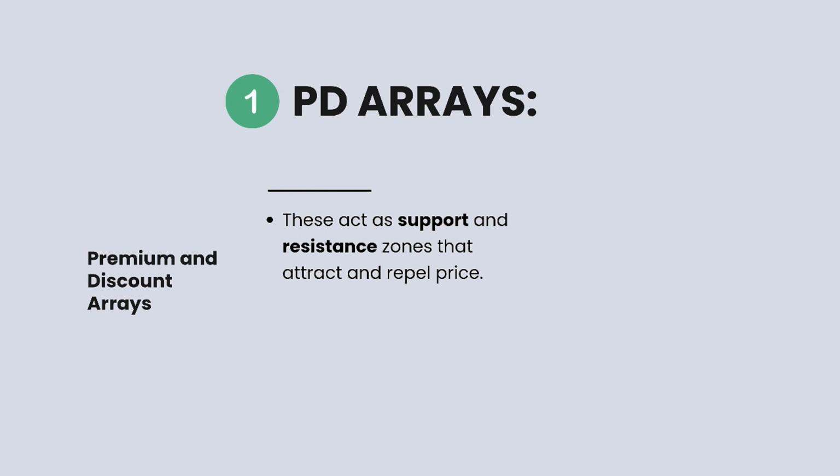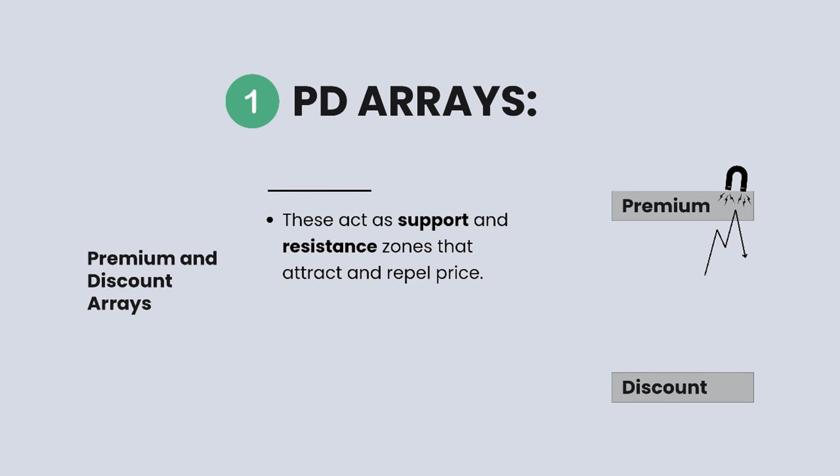PD arrays. PD arrays stand for premium and discount arrays. These act as support and resistance zones that attract and repel price. Premium arrays are located above the current price. They attract price upwards and then push it down. Conversely, discount arrays are located below current price. They attract price downwards and then push it upwards.